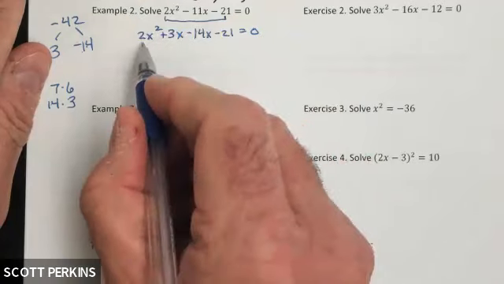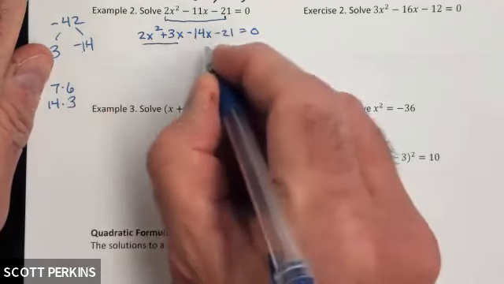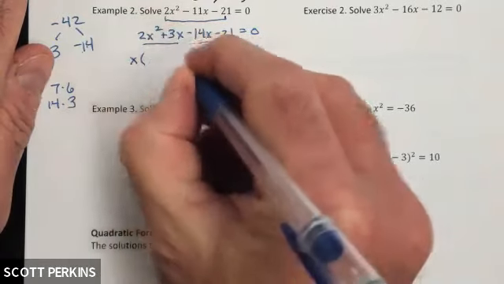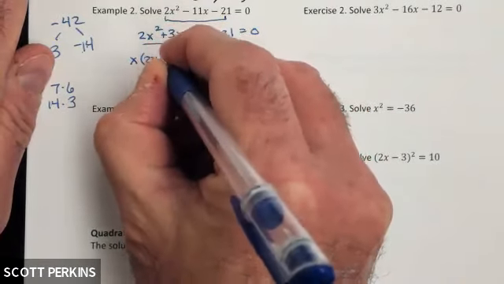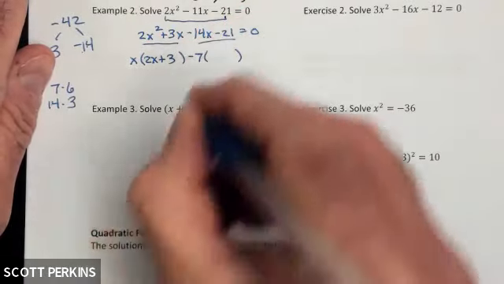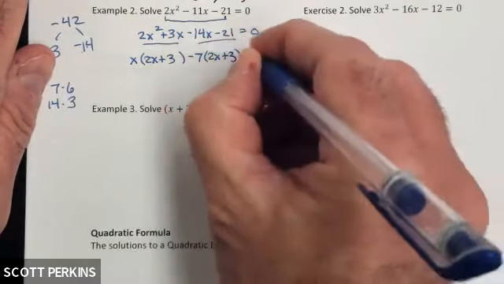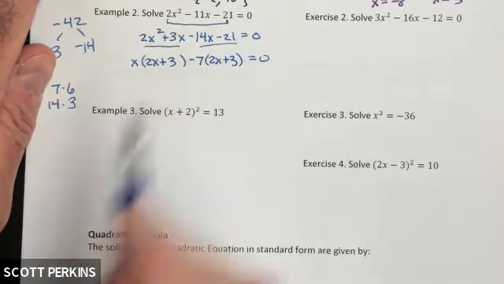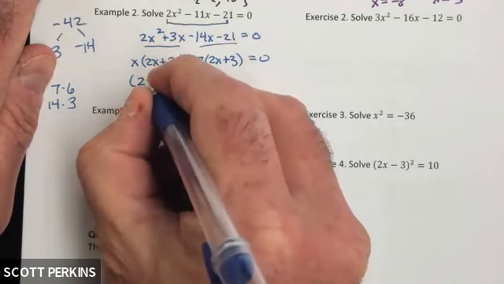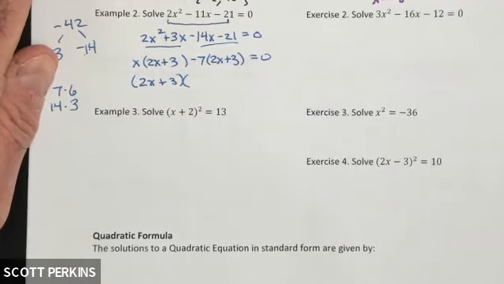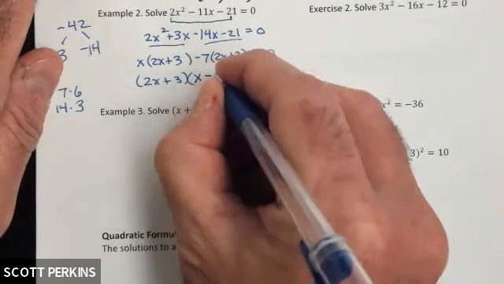So the grouping method says now I'm going to just look at the first 2 terms and the last 2 terms. I'm going to group them. I can factor an x out of the first 2 terms and have 2x plus 3. I can factor a negative 7 out of the last 2 terms and have 2x plus 3. My grouping worked because I have the same exact thing in parentheses, so I will factor that out. And when I factor the 2x plus 3 out of those 2 terms, I have x minus 7.